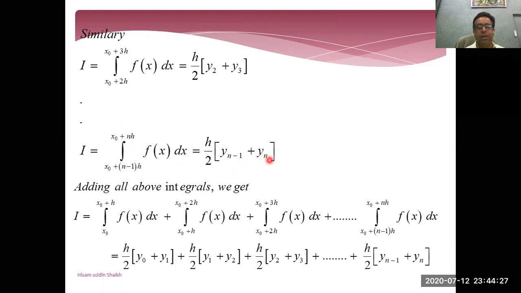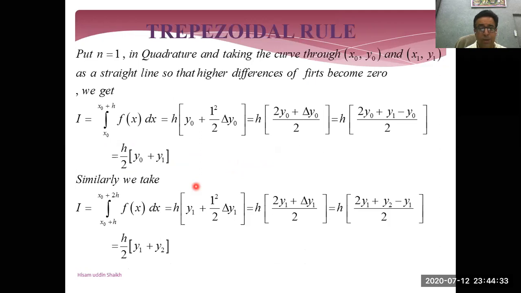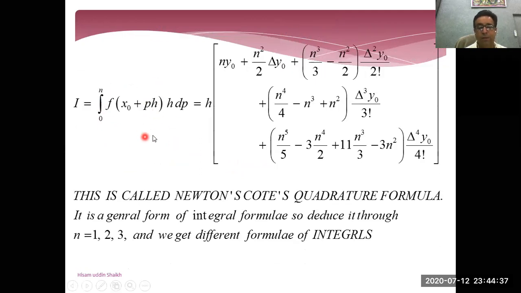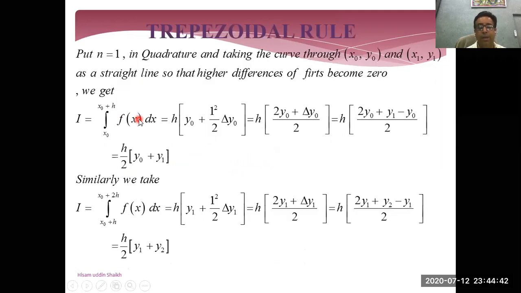Actually, we need one integration from x0 to x0 + nh. This is our whole integration. We integrate this function generally, but here in the trapezoidal rule we integrate piecewise, point to point.